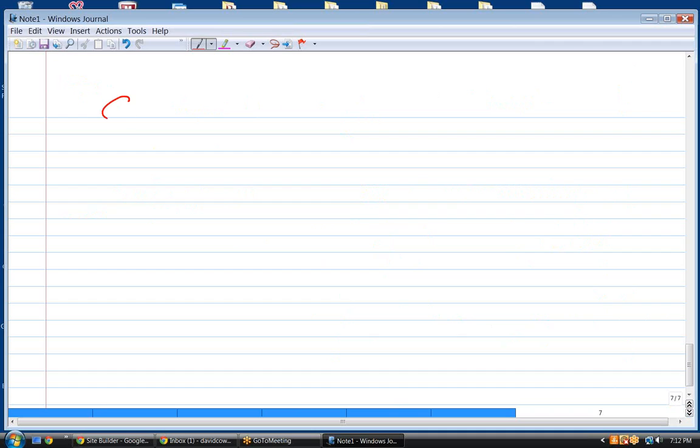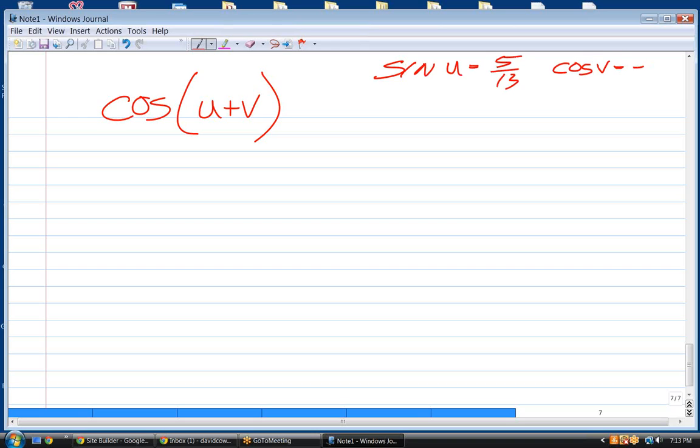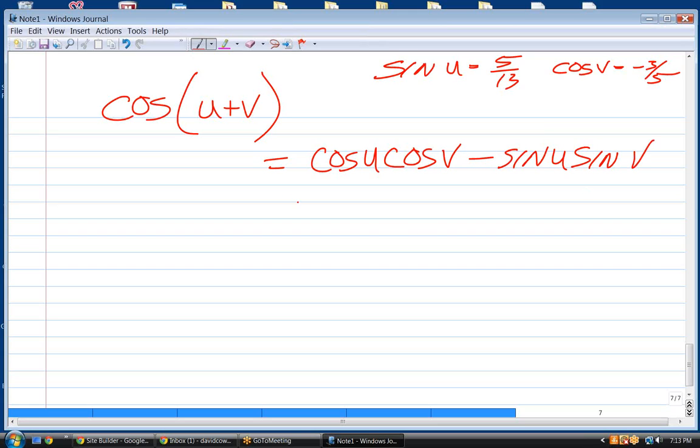Cosine of same thing, u plus v. We have some values. It's the same values. So sine of u equals 5/13, and cosine of v equals negative 3/5. Okay. So what's the formula here? What's the general formula? Cosine u, cosine v, plus, or no, minus sine u, sine v. Okay. Same quadrant, quadrant 2.